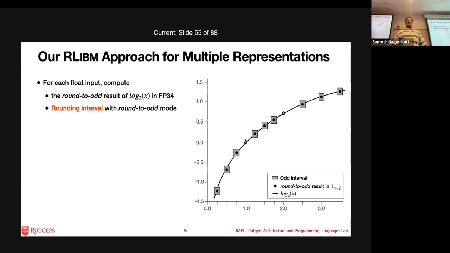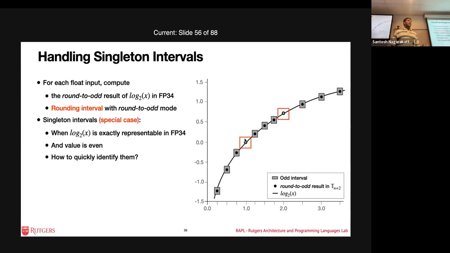Okay, and then one caveat that you need to address is if the elementary function produces a result that is exactly representable and is an even number, then the rounding interval is a singleton. With the round to odd mode, if the value is exactly representable, it just rounds to that value. So the result is a singleton. Generating polynomial approximations with singletons constrains the polynomial generator significantly. But fortunately, we can frame a mathematical problem out of it.